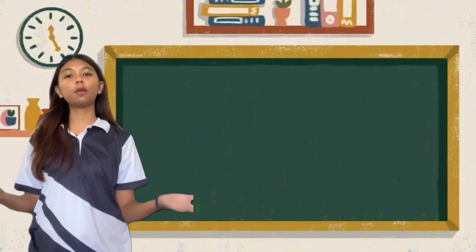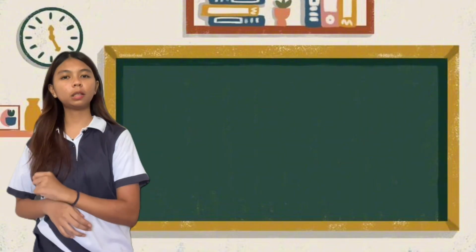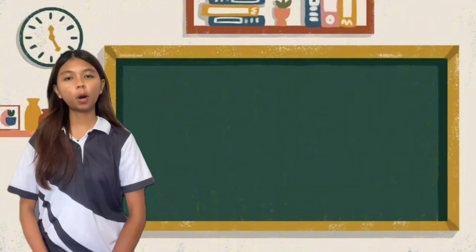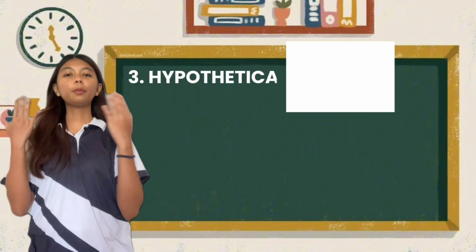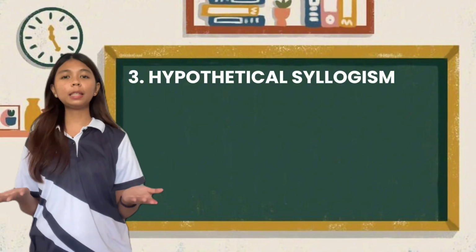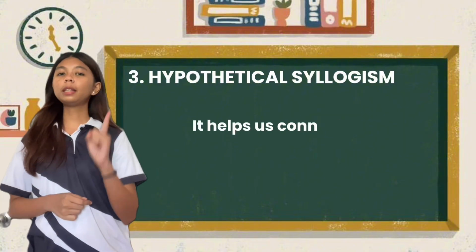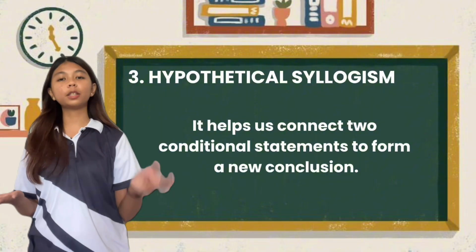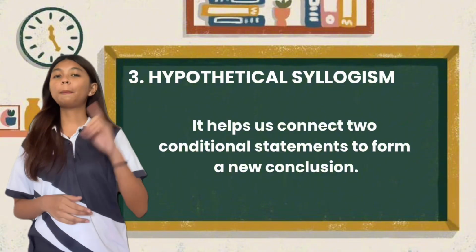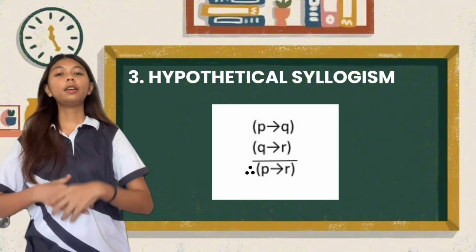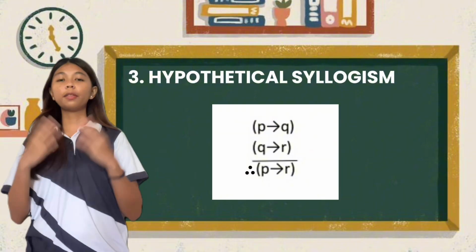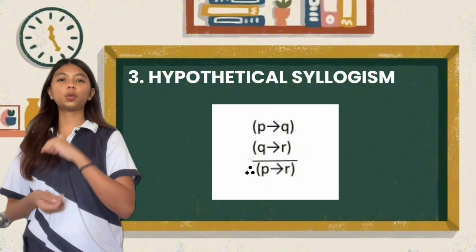The next rule of inference raises the question: what if we have to use two conditional statements to form a new conclusion? Hypothetical syllogism is the answer. So what is hypothetical syllogism? Hypothetical syllogism helps us connect two conditional statements to form a new conclusion. So the pattern will be: if P leads to Q and Q leads to R, therefore P leads to R.